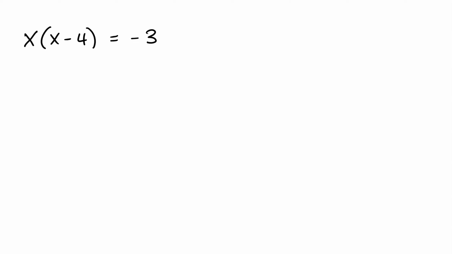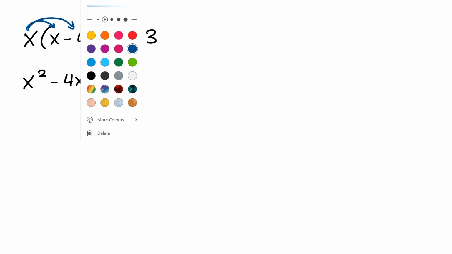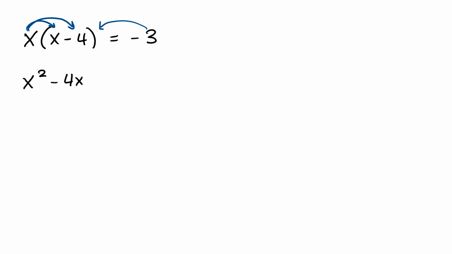So let's expand this out. So we're going to have x times x, which is x squared, and x times negative 4, which is negative 4x. And I can take this 3 back to the other side. That becomes positive 3. Now this equals 0. Now I will factorize this, and then make both brackets equal to 0.